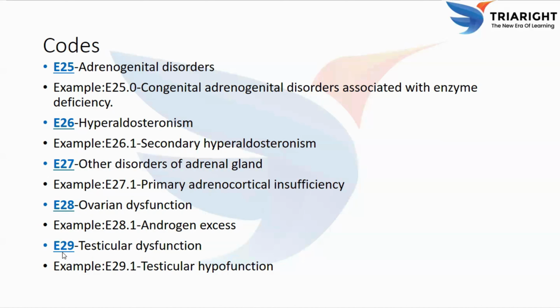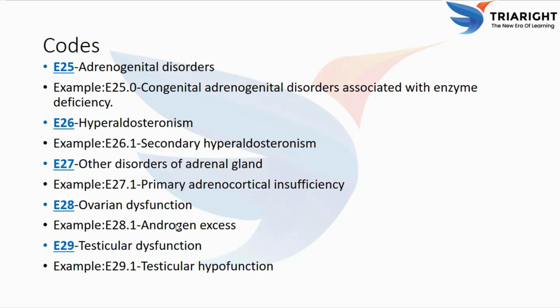And next, E29, what is it? It's testicular dysfunction. So what do you mean by testicular dysfunction? The testis does not function normally, so it affects male hormone production. What is the example? E29.1, testicular hypofunction. It is decreased testosterone production. Testicular hypo means low or decreased. So decreased testosterone production comes under E29.1.